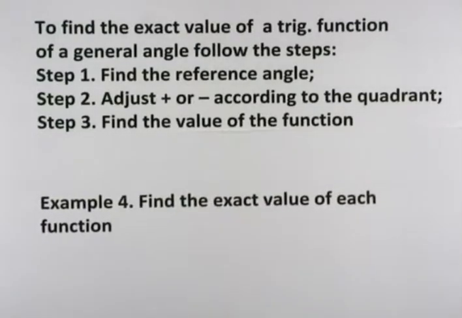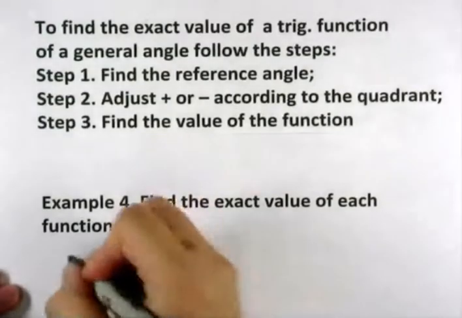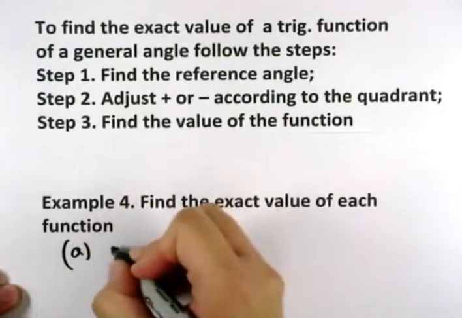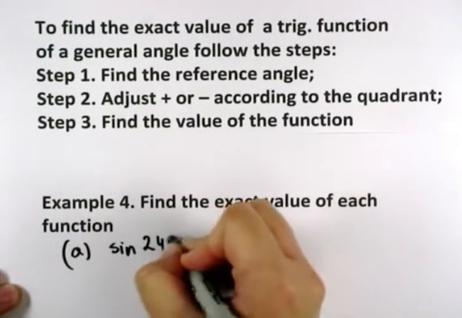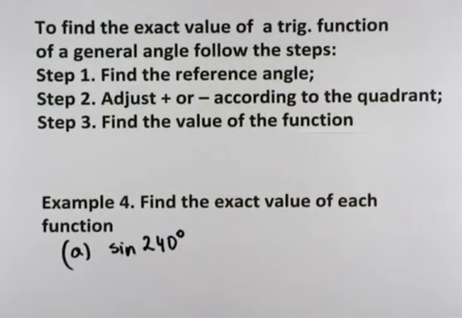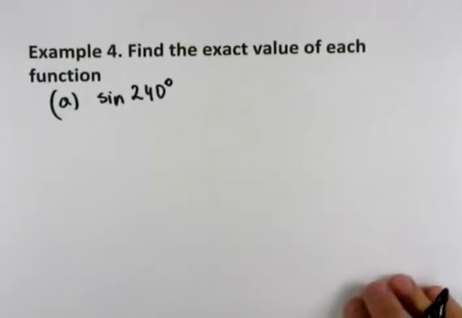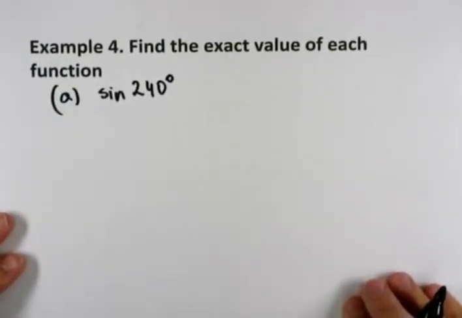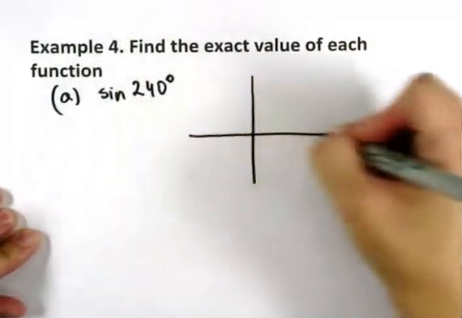Example, find the exact value of each function. So we have A, sine 240 degrees. So first find the reference angle. We're going to draw this 240 degrees. Okay?